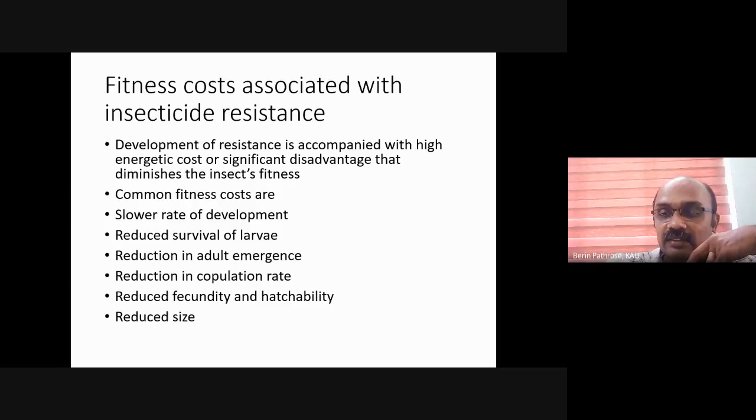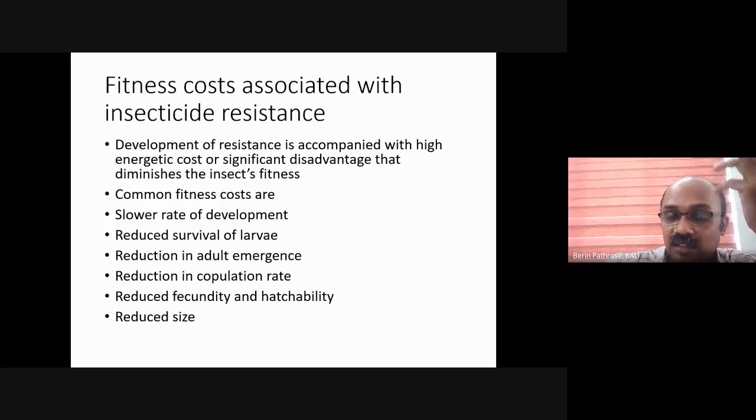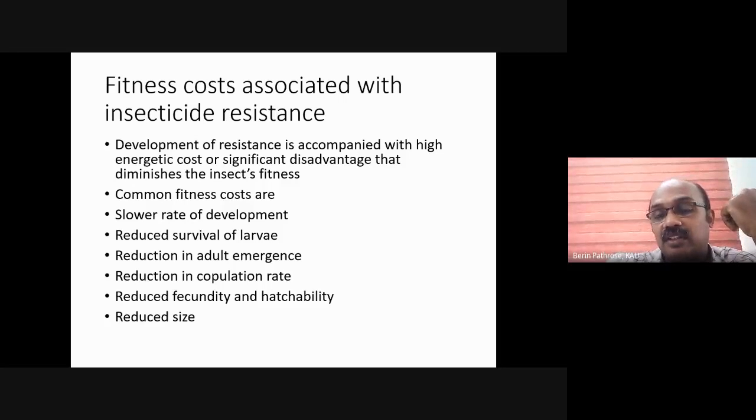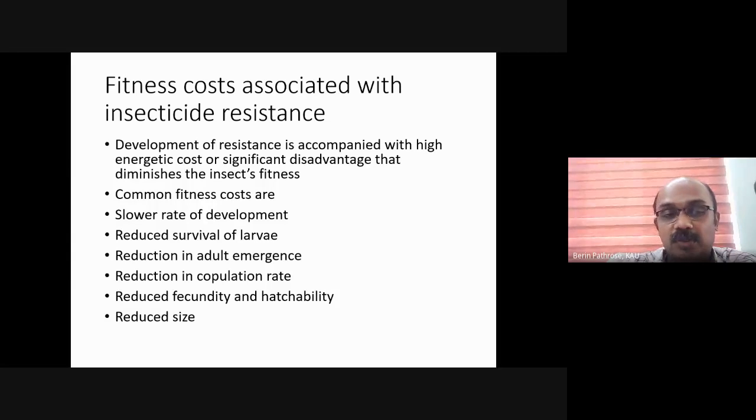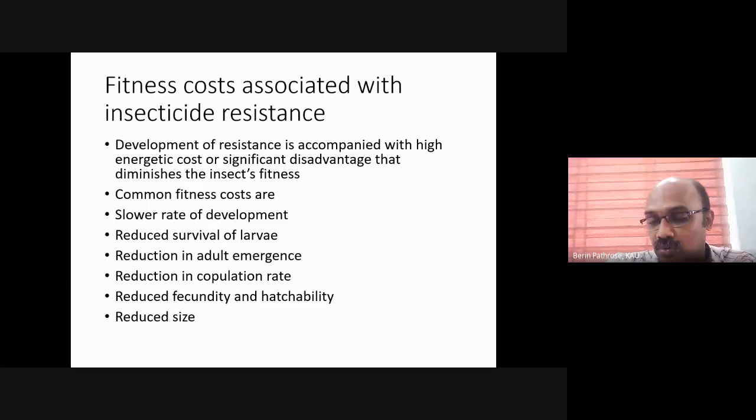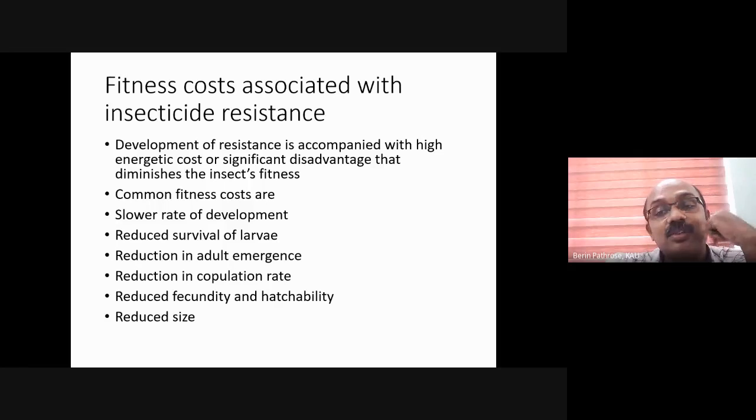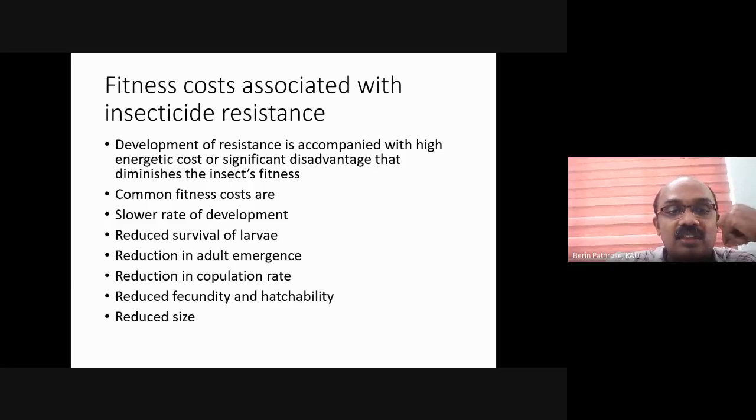Some insects will have reduced adult emergence. Some insects will have reduced fecundity because of development of resistance. Some insects will be smaller in size because of the development of resistance. So it can happen in different kinds of insects. Examples will vary. Just understand that these are the common phenomena associated with development of resistance, and they lead to reduced fitness of the individual.